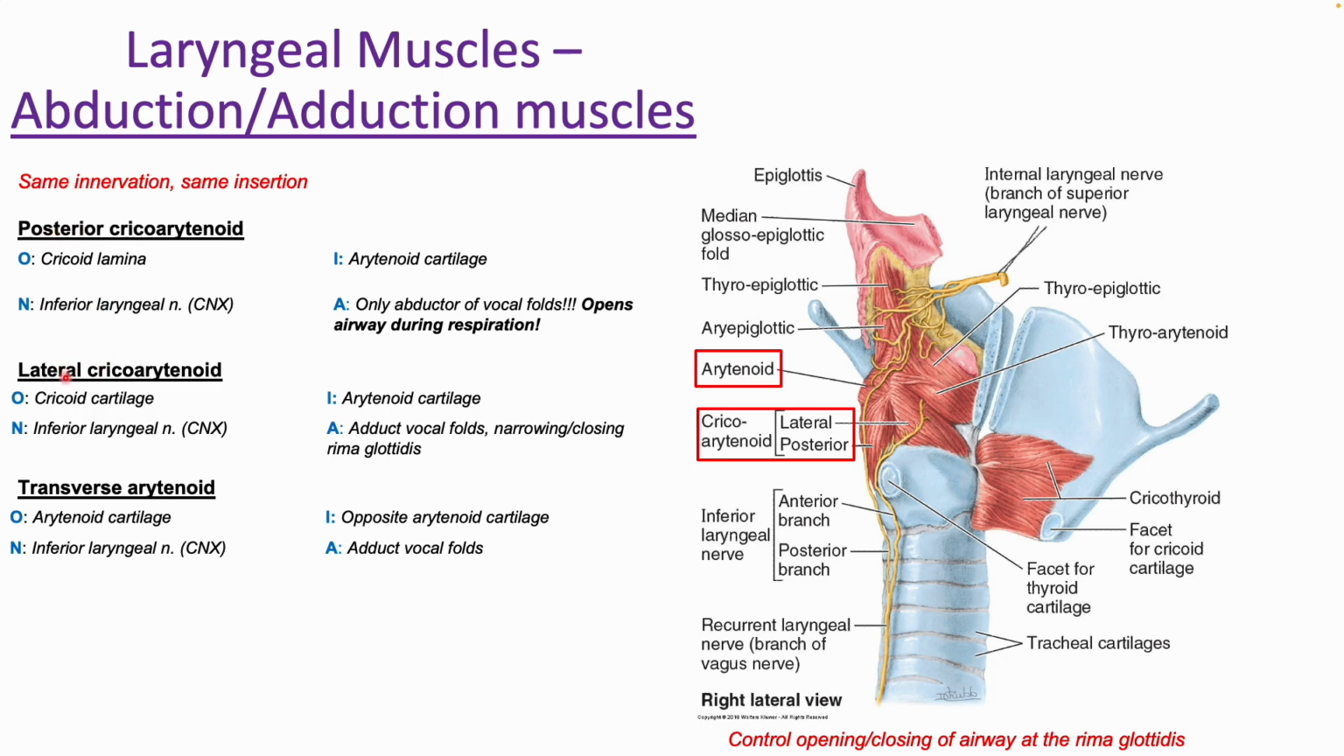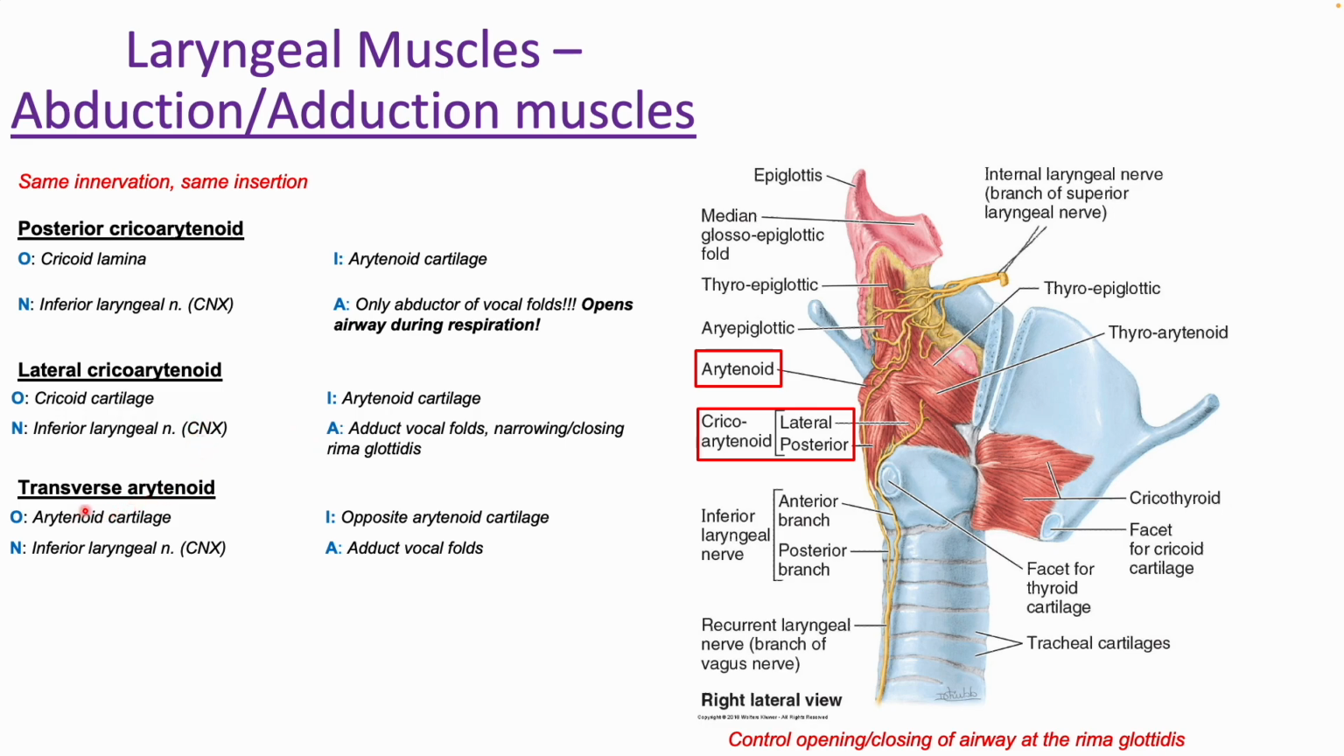We're also going to have a lateral cricoarytenoid, which, again, cricoid cartilage, arytenoid cartilage, that's where it gets its name. And it's going to adduct the vocal folds. So we'll look at the vocal folds, but it's going to bring them to midline, which is going to narrow or close the rima glottidis.